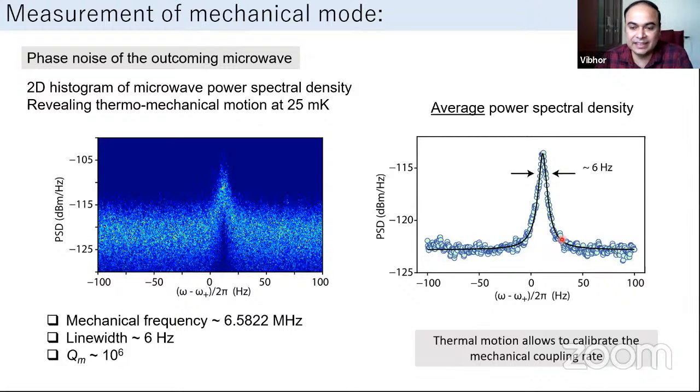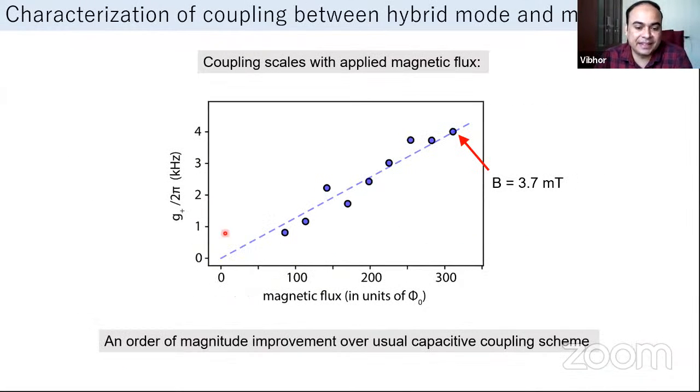And like I said earlier, this optomechanical coupling rate is a function of magnetic flux. So as we increase the magnetic flux, we can achieve an optomechanical coupling rate g+ of something like 4 kilohertz. Okay. And this is only by applying a magnetic field of 3.7 millitesla, which is the upper limit in our experiment. In principle, one can apply 10 times more magnetic field and have much larger coupling.